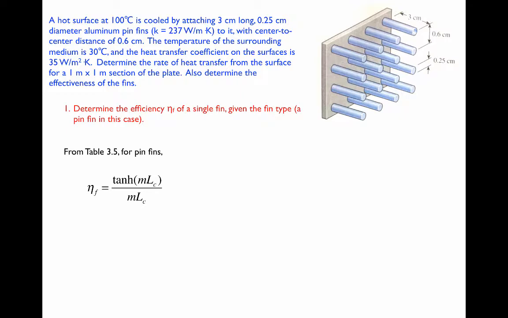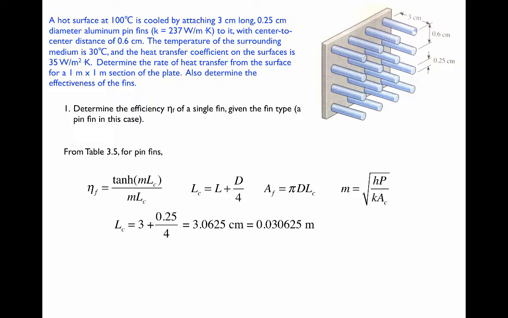So we start with step 1, determine the efficiency of a single pin. We use table 3.5 for pin fins. That gives us the equation to use for calculating the efficiency, and also the equations for determining other key parameters: the characteristic length, the surface area of the fin, and the quantity m.